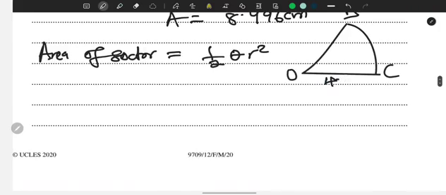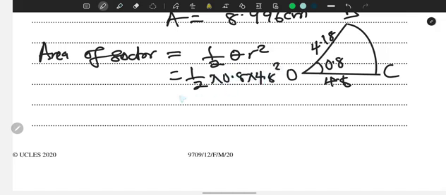So this is 4.18. Okay, so this is half. The angle is 0.8. Don't forget that. 0.8 times 4.18 squared. Okay, and this will give us 6.989 centimeters squared.